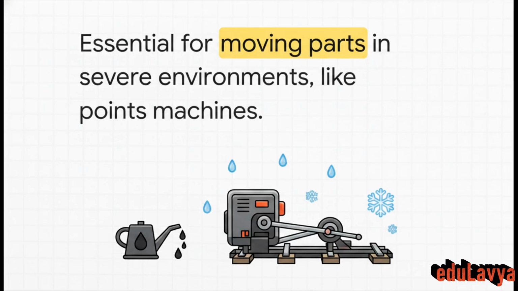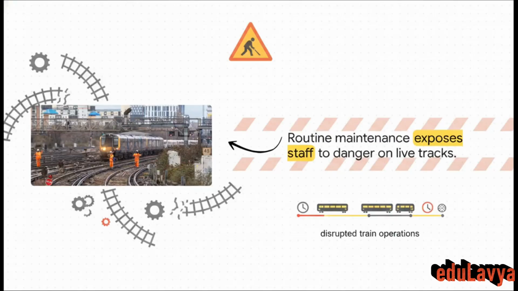And this fixed schedule is absolutely vital for exposed mechanical items. Think about the points machines on a railway track. These things have moving parts operating out in severe weather, day and night. They need regular lubrication and visual checks on a very rigid schedule to keep them from seizing up and causing total chaos.